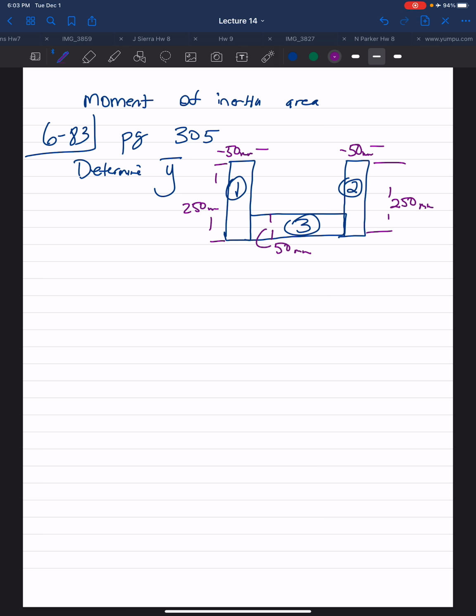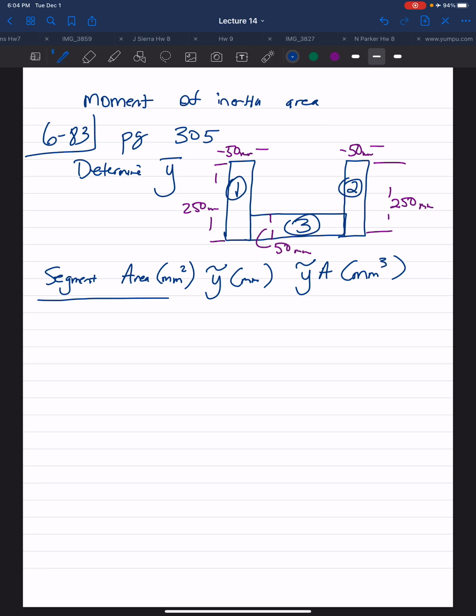So to find the centroid location, we set up our table: segment, area, which will be in millimeters squared, y wavy bar, the coordinate of the centroid for each composite shape. Then our y wavy bar times area, which would be millimeters cubed units. So setting up this table, we have three segments here. The area of the first segment, segment 1, will be the 50 millimeter thickness times the 250 millimeter height.